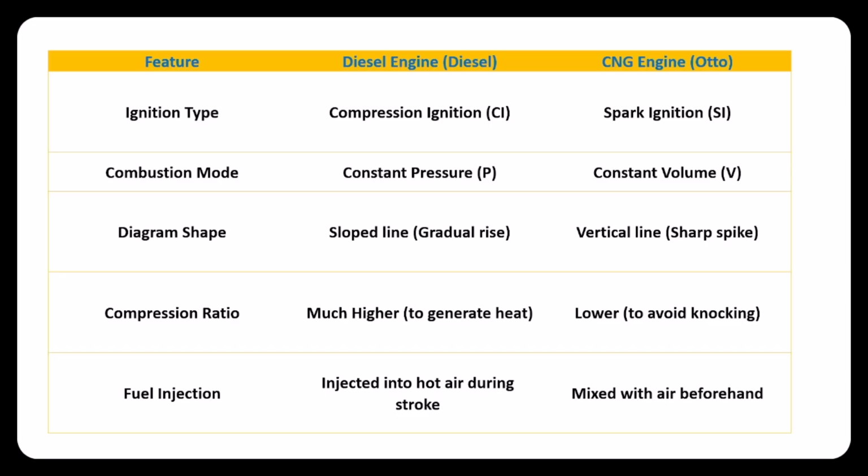So the fundamental reason for the different shapes in the PV diagram is the timing of energy release. In CNG, the energy is released all at once due to a spark. Because the energy release is faster than the piston's movement, the volume doesn't change during the heat addition, giving a vertical pressure spike. In diesel, the energy is released as the fuel is injected, since the injection takes time and happens while the piston is already moving down. The volume increases during the heat addition, giving a gradual pressure rise.